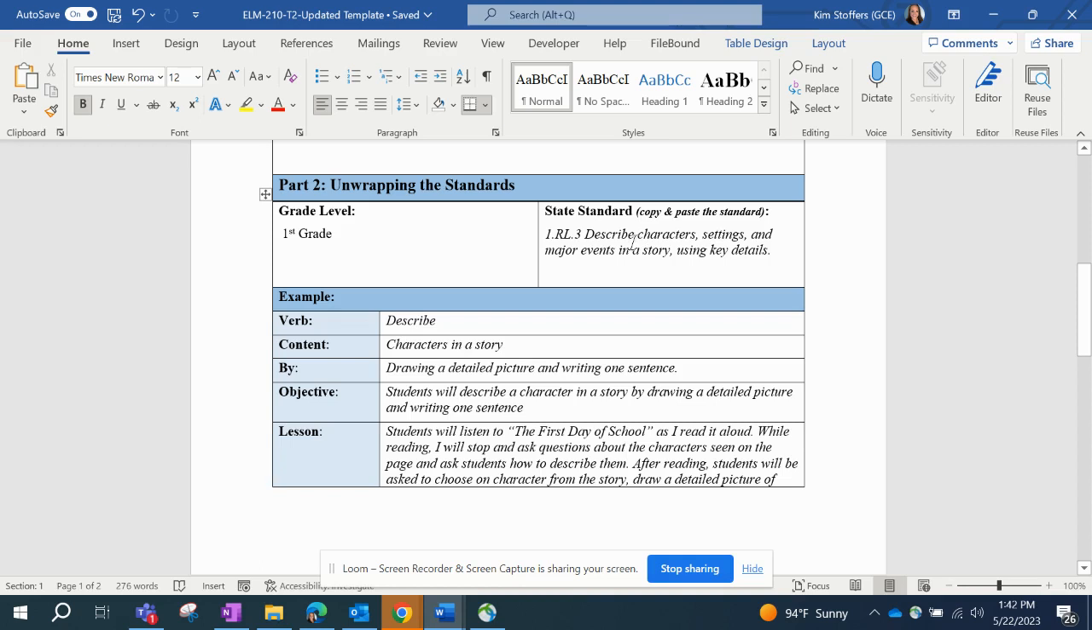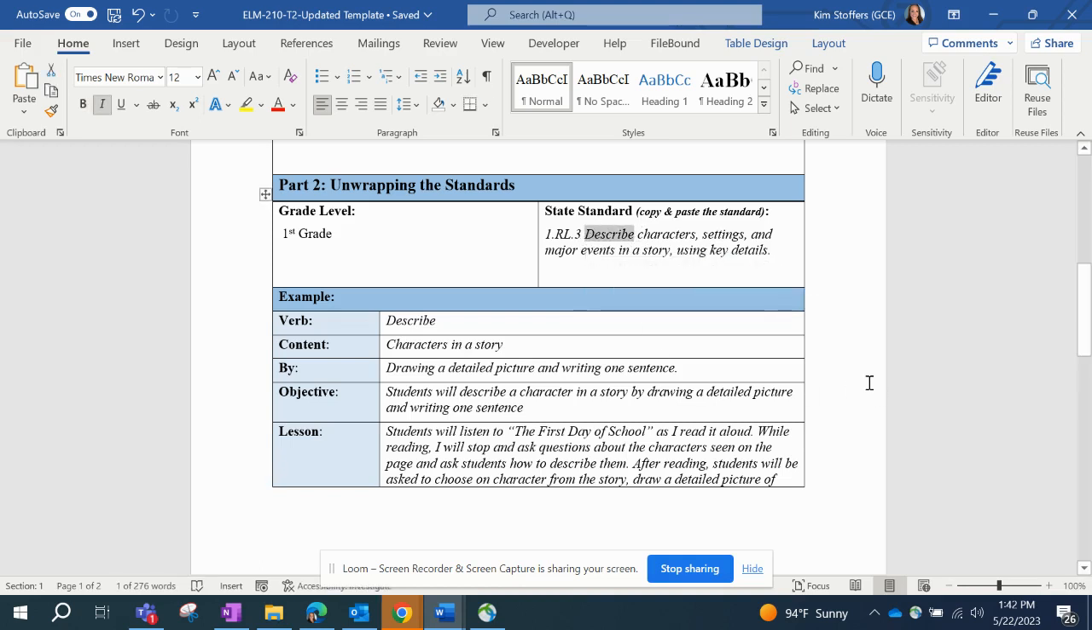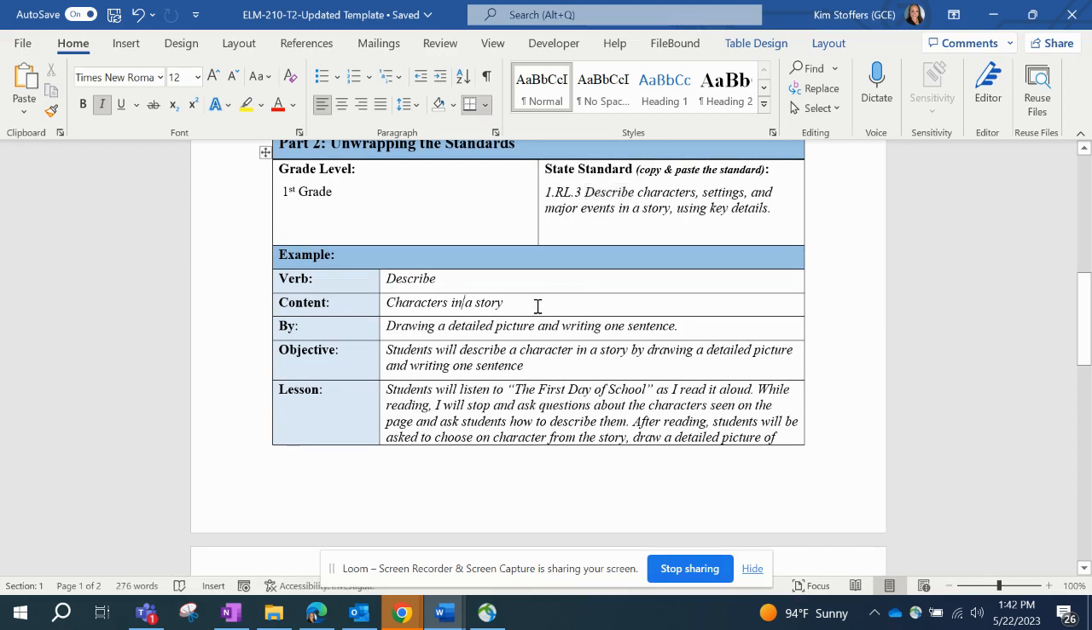Now, the verb does not have to be the same verb that is in the standard. You could use explain. You could use compare. There's a lot of different verbs you can use. It doesn't have to be exactly the same. So in the content that they're going to be doing, they're going to be describing characters in a story. I'm not worried about the setting, the events. All I'm going to focus on first is characters.